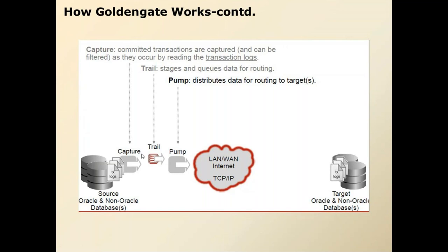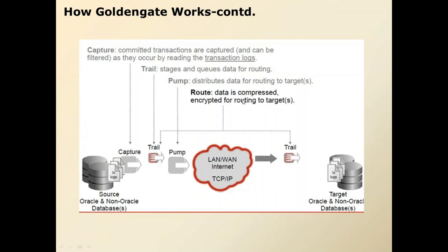Once the data is available in the local trail file, the data pump process reads the data from the local trail, sends it over the TCP/IP network and writes it to the remote trail file. The trail files are operating system files. They reside on the operating system, just like your archive log files. Similarly, these trail files consume your operating system memory.